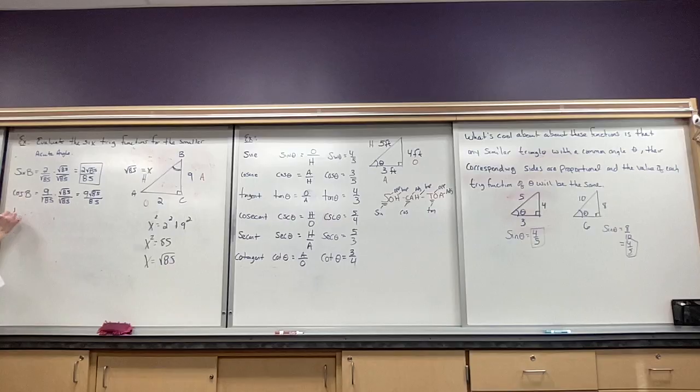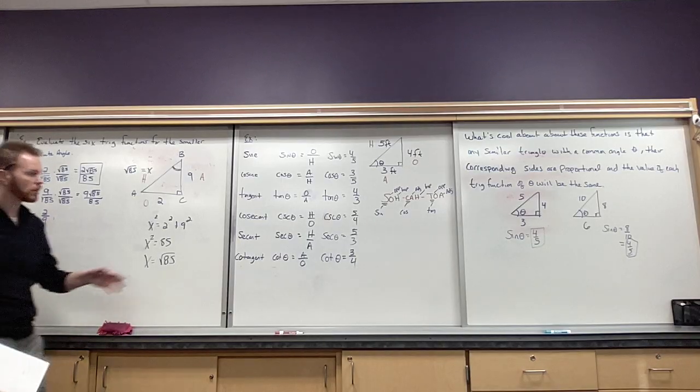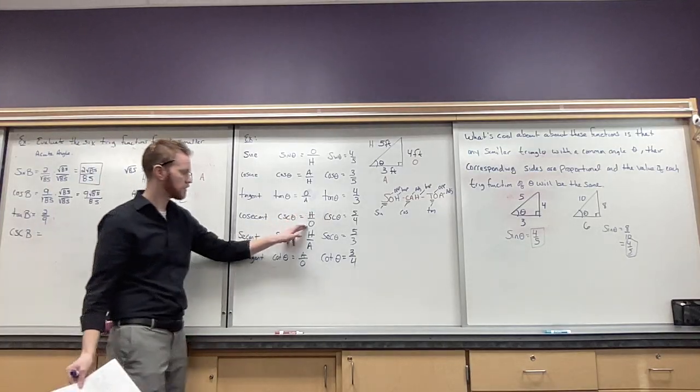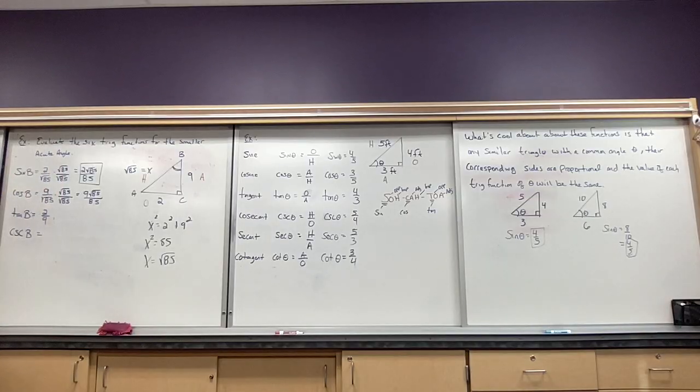All right, let's keep it going. Tangent of angle B, so that's opposite and adjacent, so that's 2 over 9. I didn't have to rationalize because there was no square root to be done. Next, we'll try cosecant of B. Over here, I can see that's going to be the hypotenuse divided by the opposite side. So that's square root of 85 over the opposite, which is what? 2 for that guy.